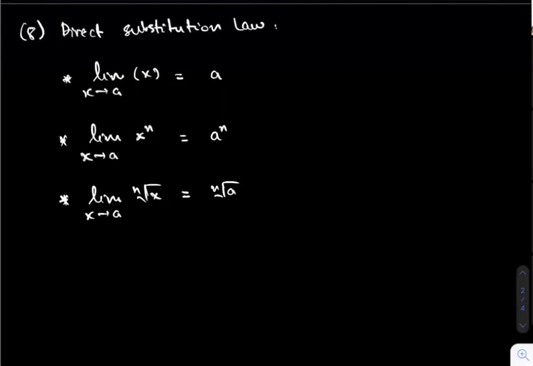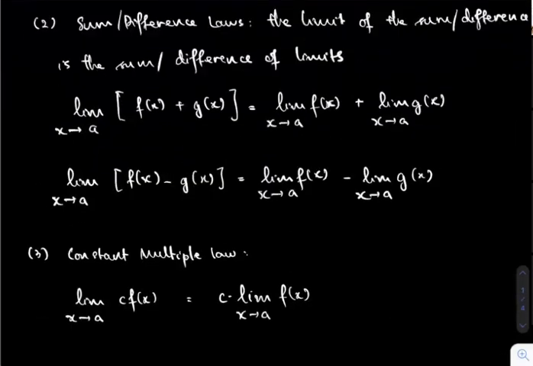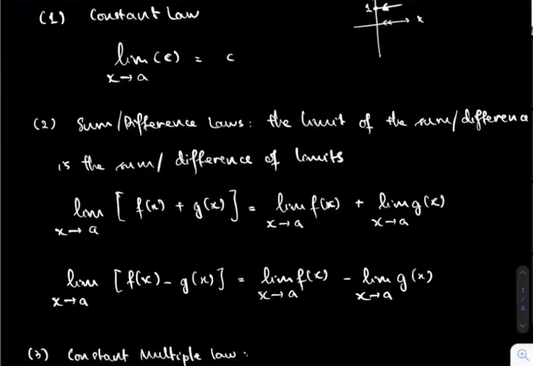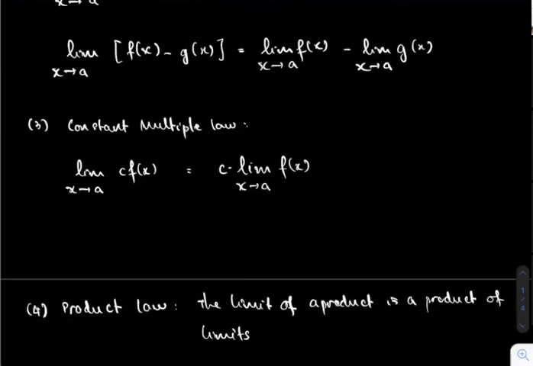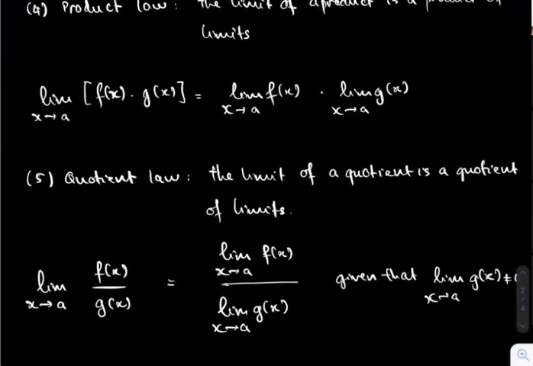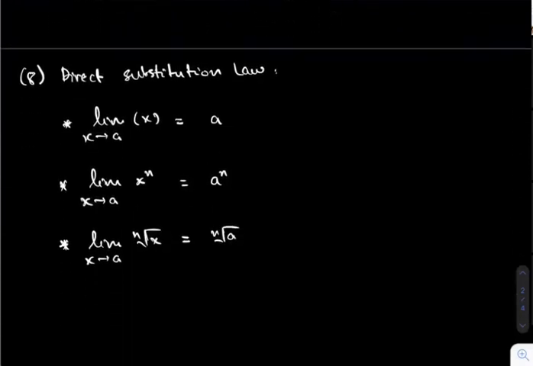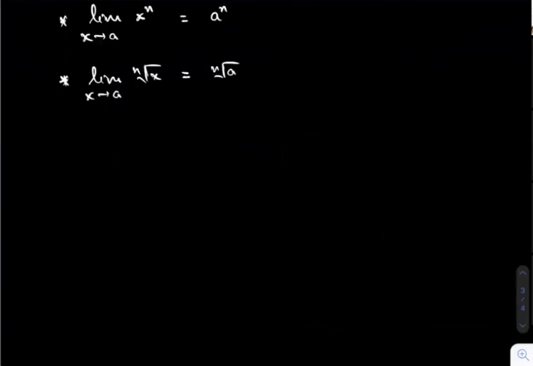All right, so we have 8 different limit laws: constant law, sum and difference laws, constant multiple law, product law, quotient law, power law, root law, and direct substitution law. So let's do some examples on this.